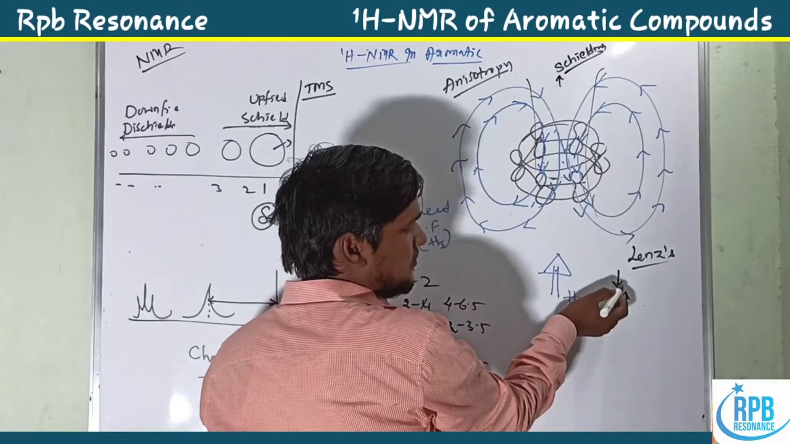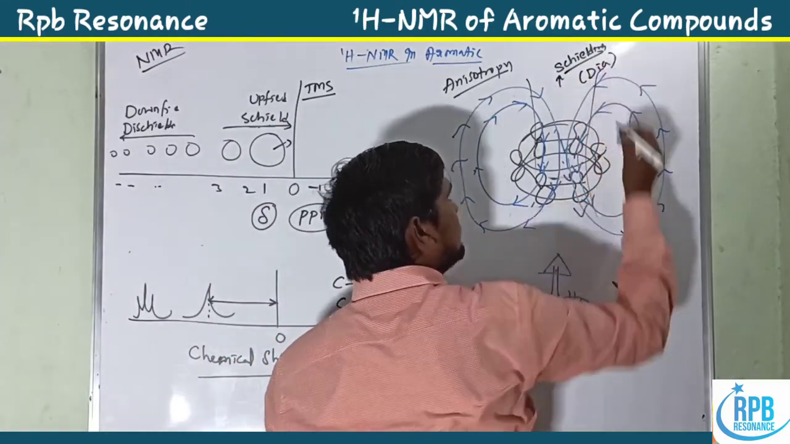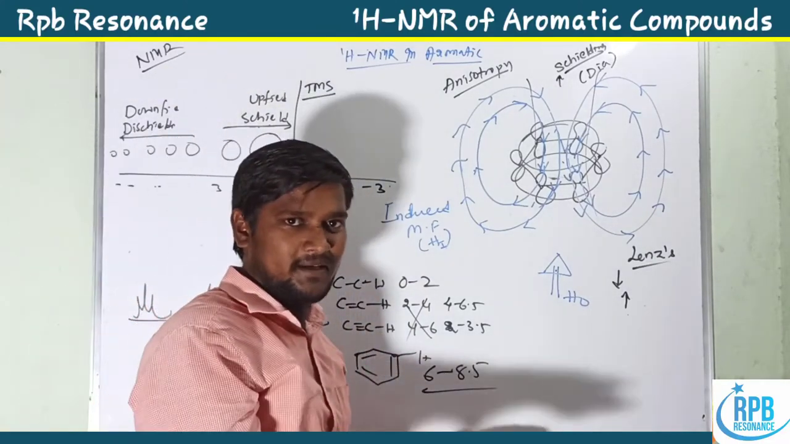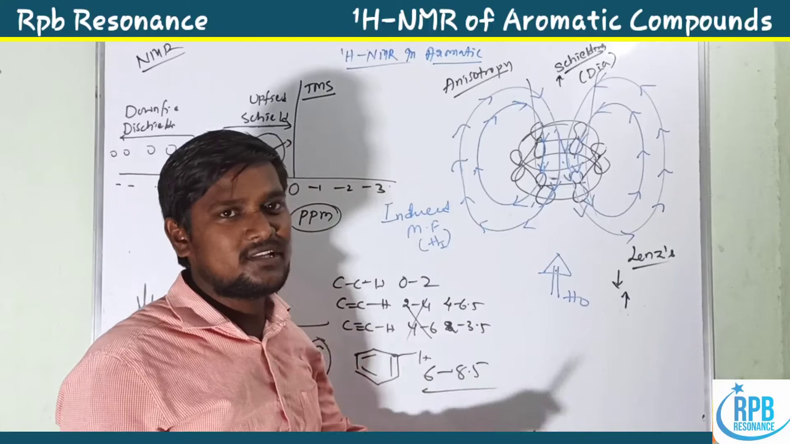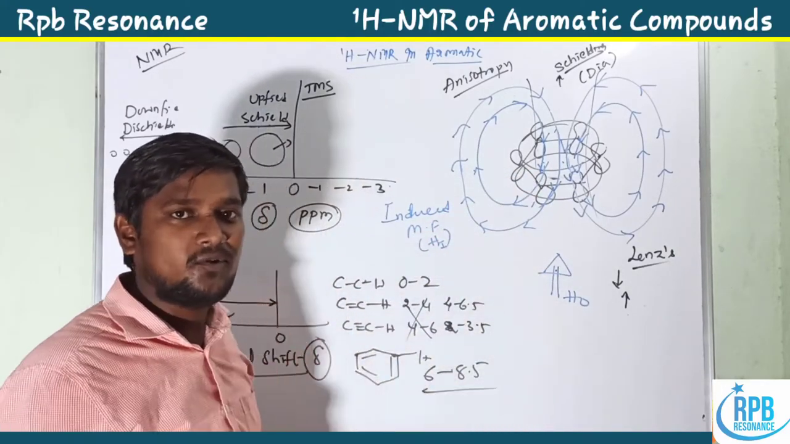Now here both electrons are opposite to each other. That means it is a diamagnetic region. Simply it is nothing but a diamagnetic region. Shielding region means there is no effect. Why? Because here both are cancelled to each other. Due to the cancellation, the electronic cloud is not reduced.